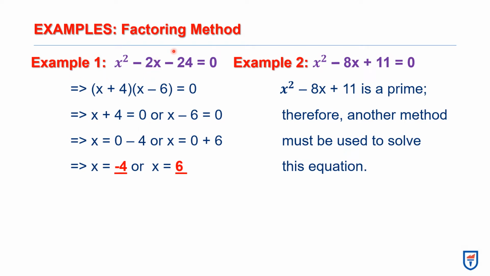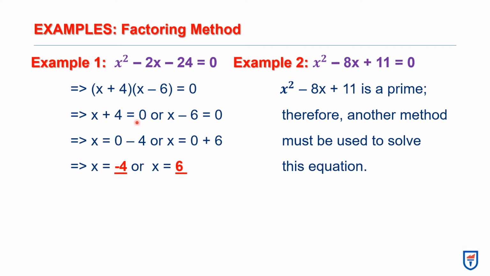So now we replace this quadratic equation with the factors: x plus 4, which is our first factor, and our second factor, x minus 6. Our minus 6 is our second factor. Then we equate this to 0. Then now we split it and say x plus 4 is equal to 0, or x minus 6 is equal to 0. We solve for x.